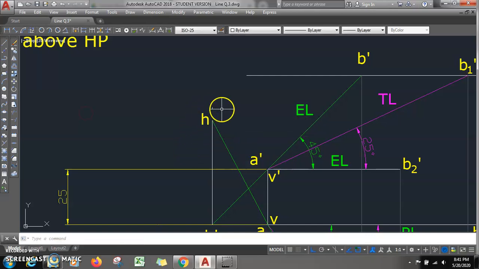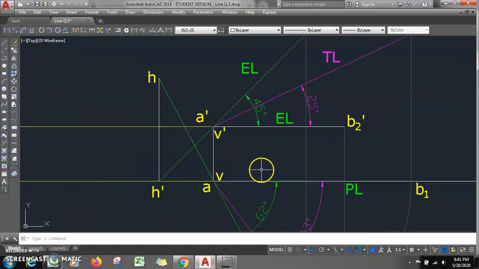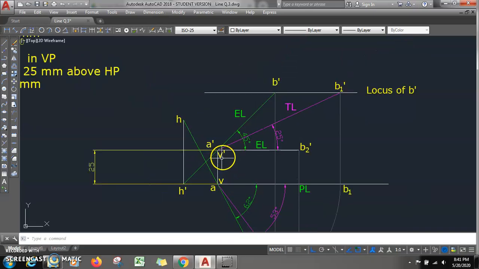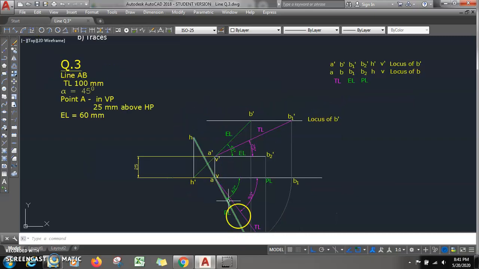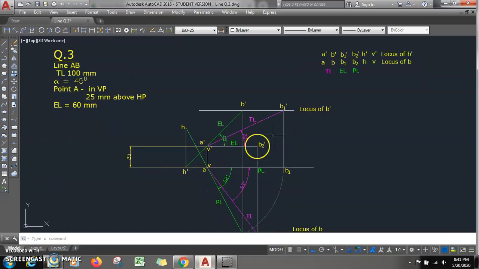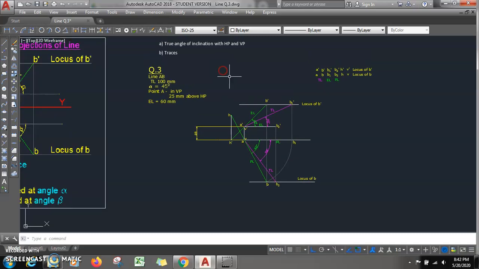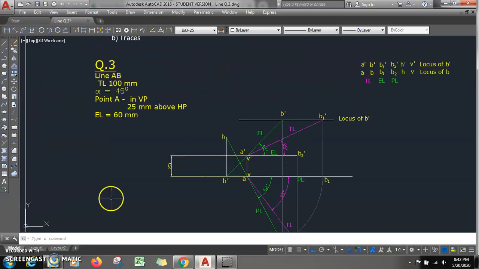In this way, h dash h is nothing but HT and v dash is VT, and we know h dash, a dash, b dash and v dash lie on the same line inclined at angle alpha, and h, v, a and b lie on a line which is inclined at angle beta. So this is the complete solution of the problem. I hope you have understood the problem. Thank you.